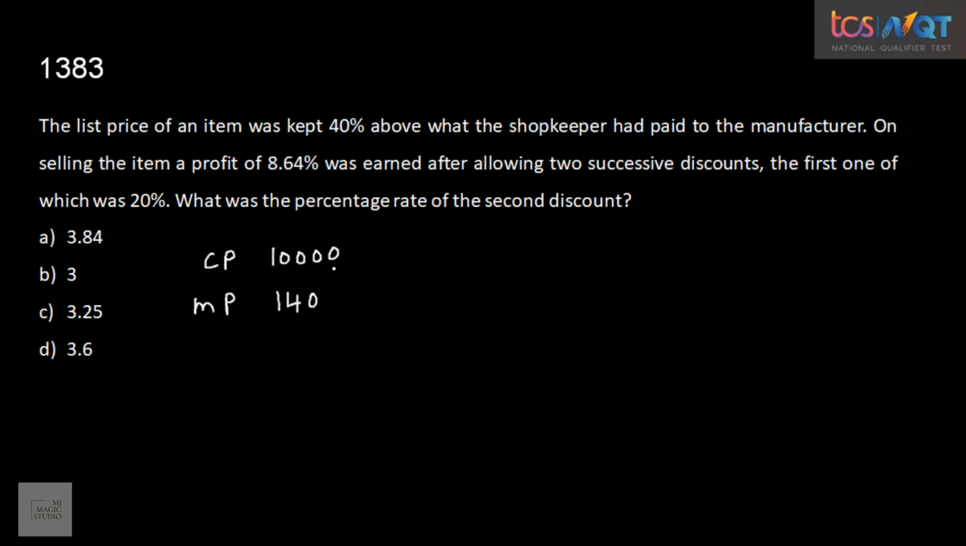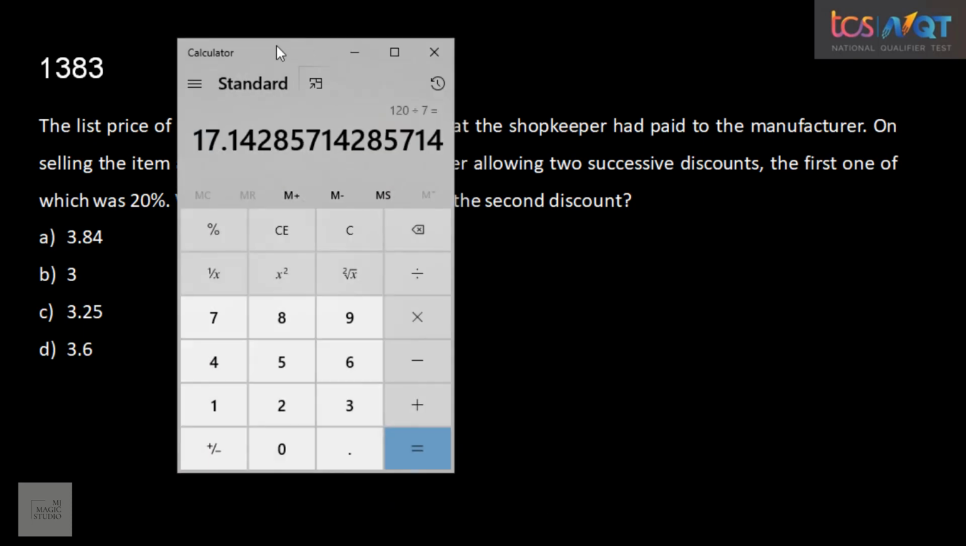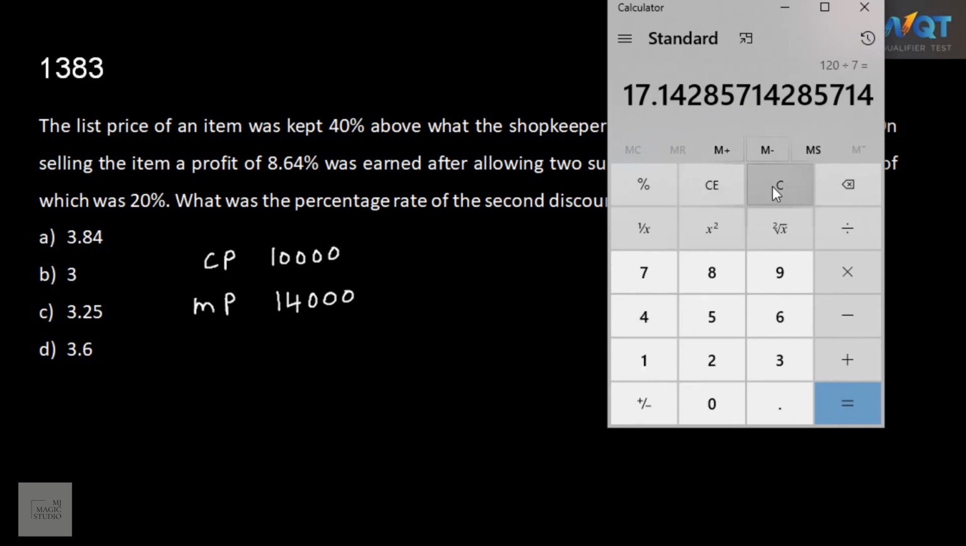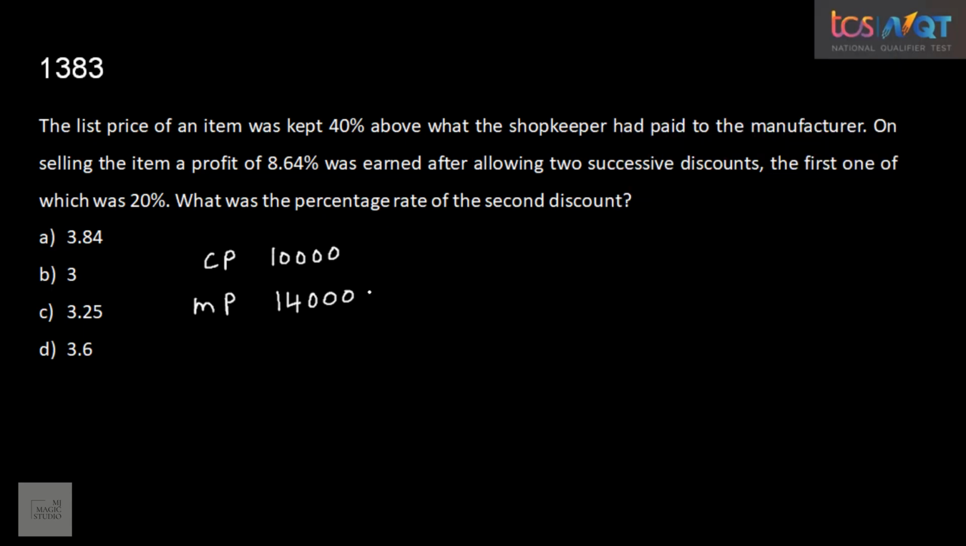So I need an 8 more. Let me use the calculator and straight away do it. Let the marked price be 14,000. Then 20% discount given, recovery is 80%. 11,200 is after the first discount. Okay. Now the profit is 8.64%. That means selling price is 10,000 plus 8.64%, 864. That is 10,864, the selling price.